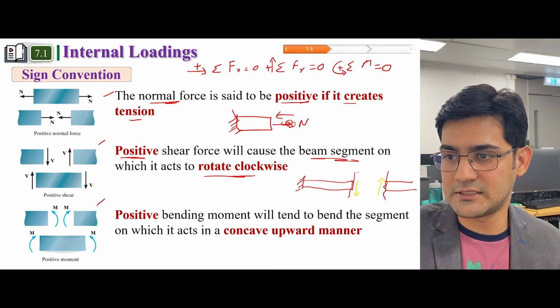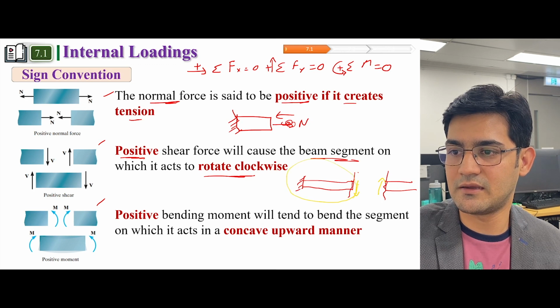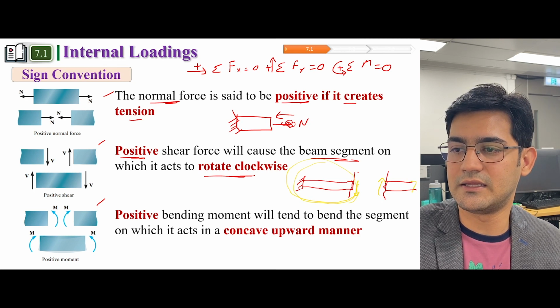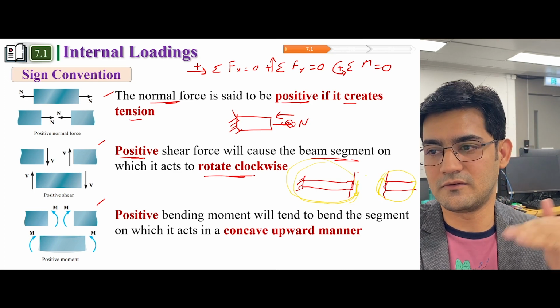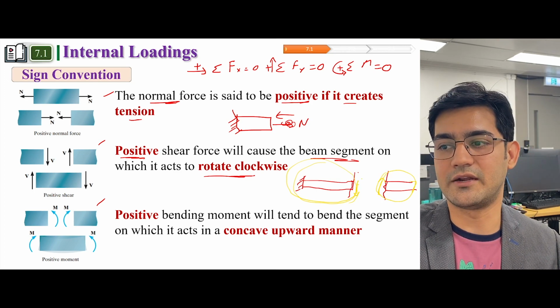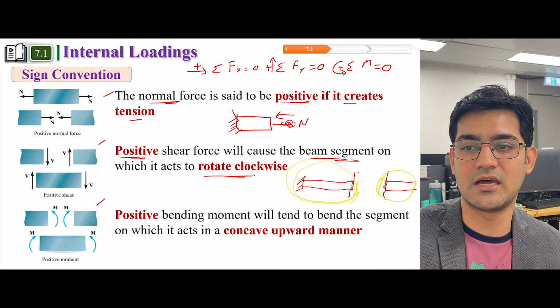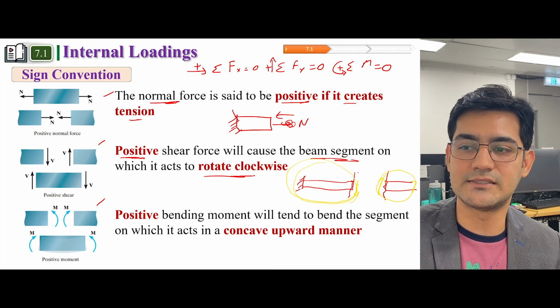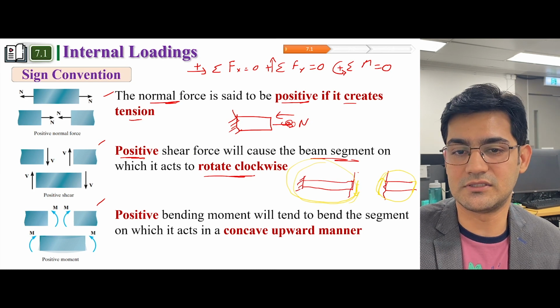Since it's making this structural member rotate clockwise, and similarly in this case also it's acting on a structural member and trying to rotate it clockwise. So this clockwise rotation means that these directions are considered to be positive. Now, when we do the example, we'll understand more clearly how these sign conventions work.